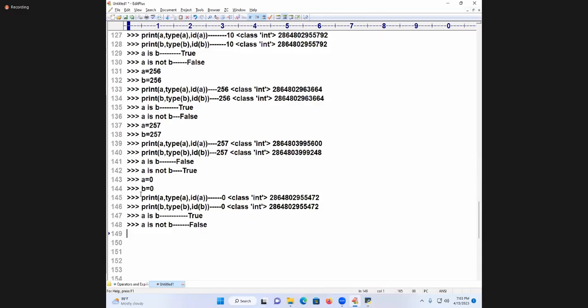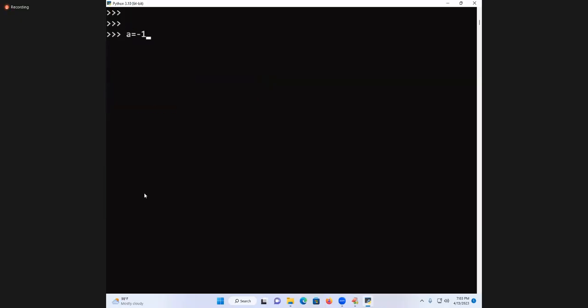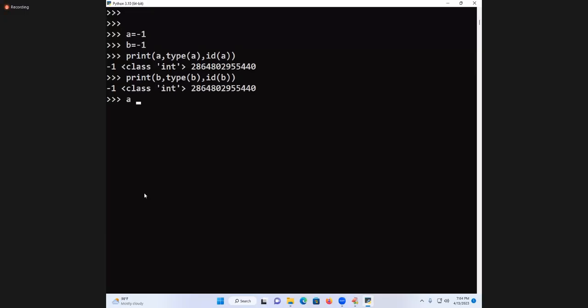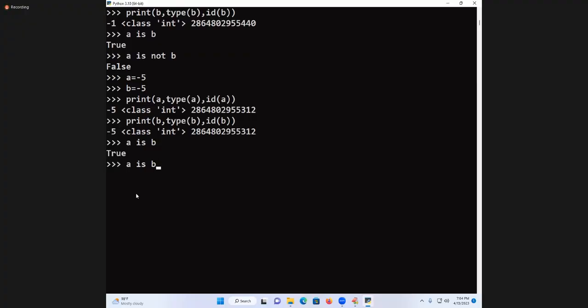Shall I take it? Right? Take care. Now I'm going to take it. Go to the place. A is equal to -1, B is equal to -1. Print A, B, and check A is B. Answer: A is not B is False. These are very important in MCQs, students. Next, A is equal to -5, B is equal to -5. Print of A, print of B. What address? A is B. A is not B: False.